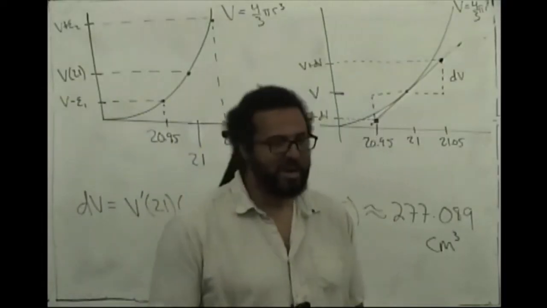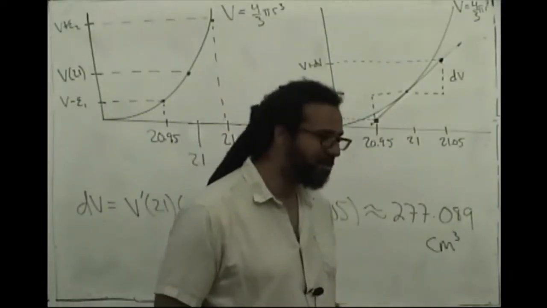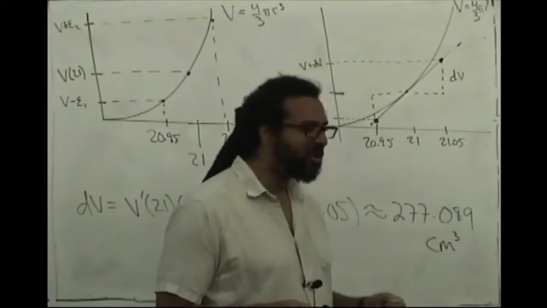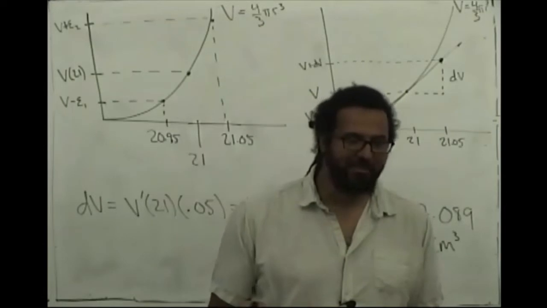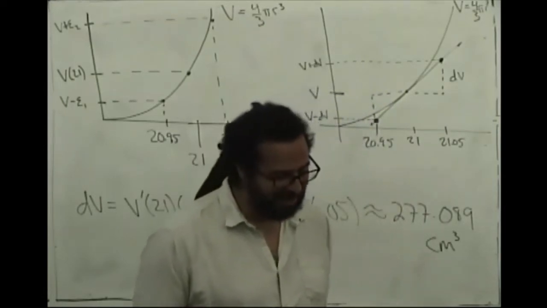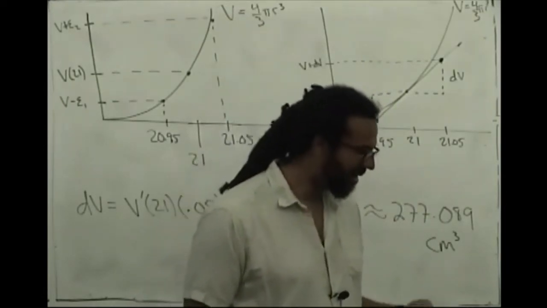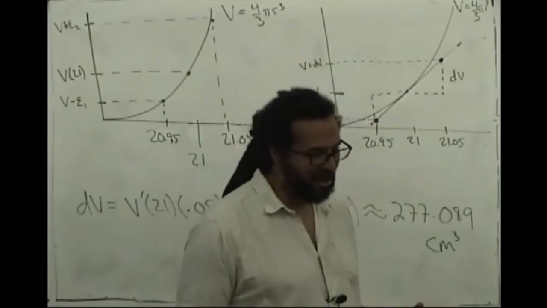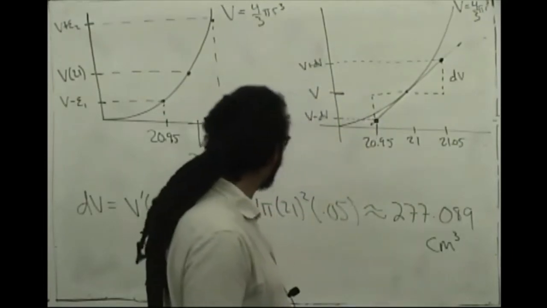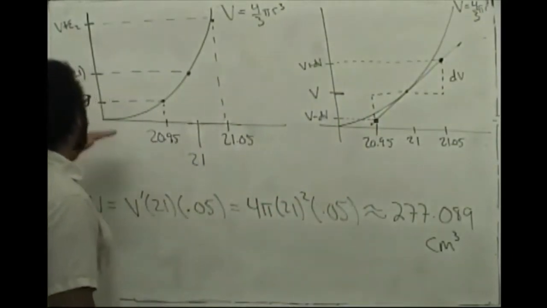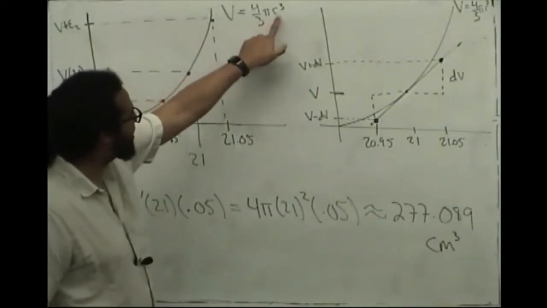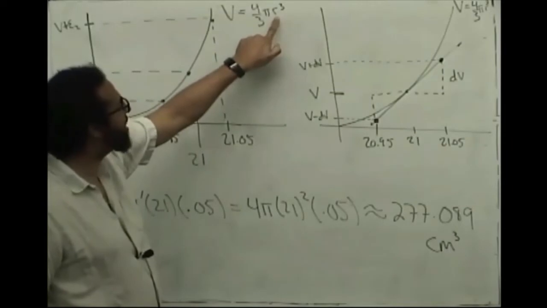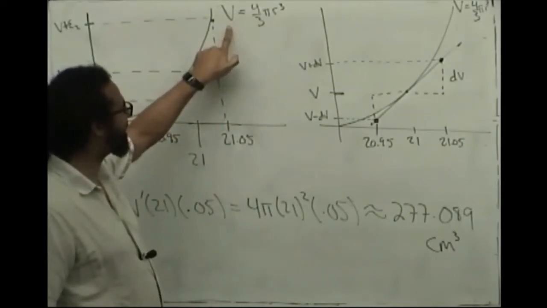We've measured the radius of a ball bearing and we got 21 centimeters, but we know that our measurement of 21 is going to be off by plus or minus 0.05 centimeters, because measuring instruments aren't 100% accurate. So here's the curve for volume if we know what the radius is. This is the thing that we measured. This is the thing that we want to calculate.